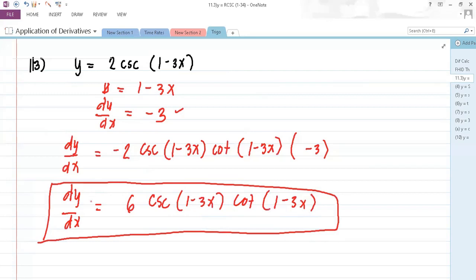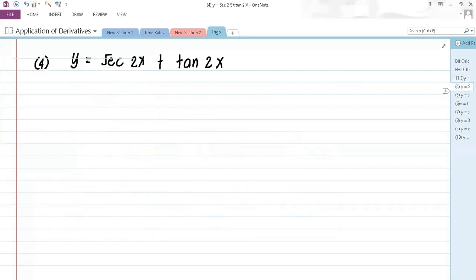Okay, so it is important that you are familiar with the derivative of the trigonometric functions. Okay, so let's have another. We have here, find the first derivative of the given function, y equal to secant of 2x plus tangent of 2x. Okay, so the derivative of this plus the derivative of this.